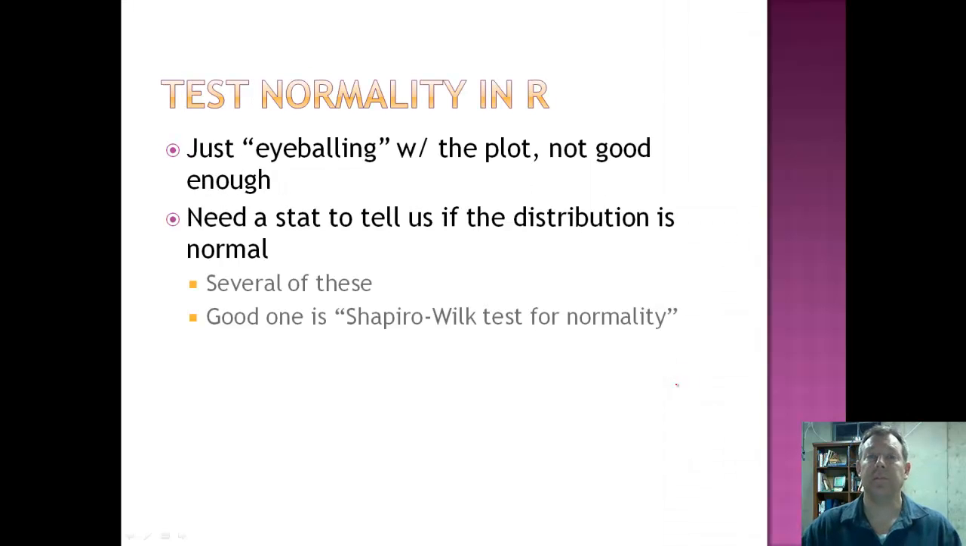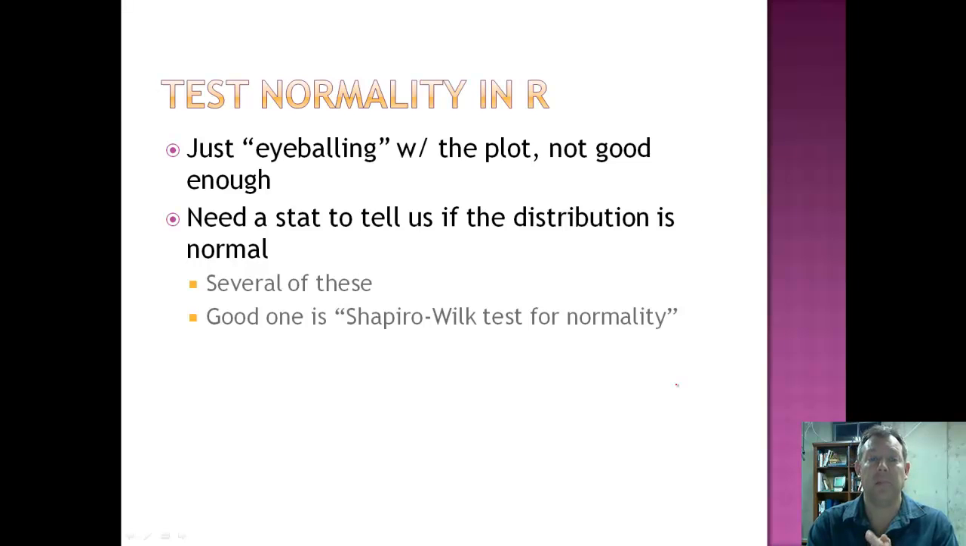Now, again, as with all graphical techniques, we're still just eyeballing. And that's not good enough. It's a good way to start. It's always a good way to get a feel. But we'd really like to put a probability on whether or not our population is normal. And to do a probability, you need an inferential stat.